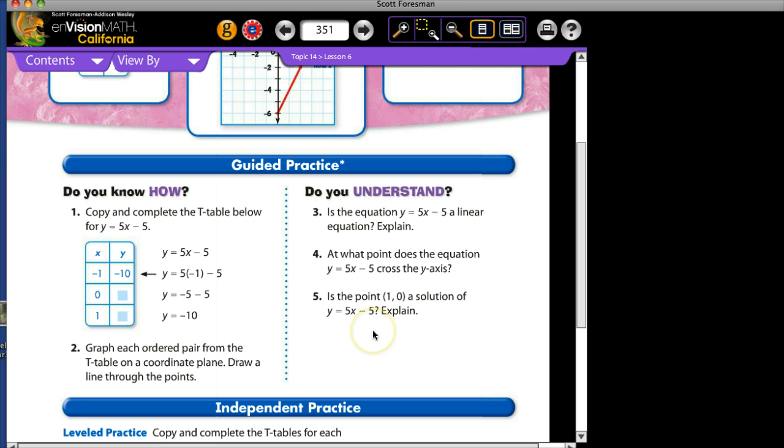So two different ways you can look. You can take a look at your graph from number 2 and check, is 1, 0 on that line? Or you can plug each of these into this equation and see if it balances out. Two ways to do it.